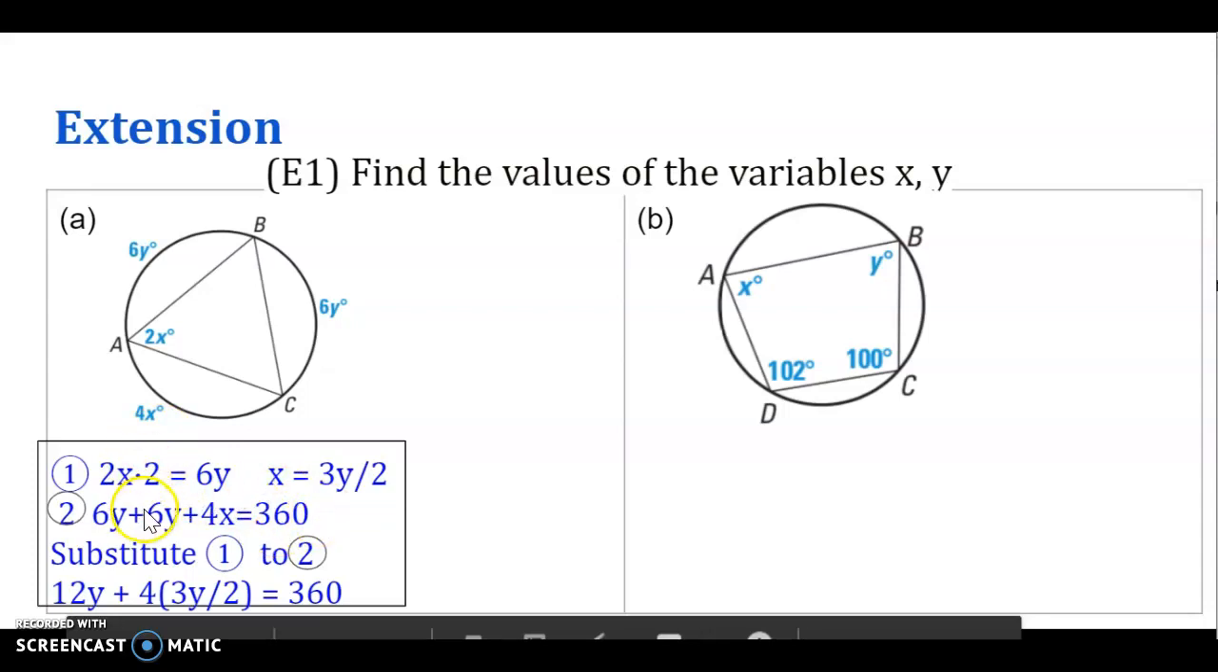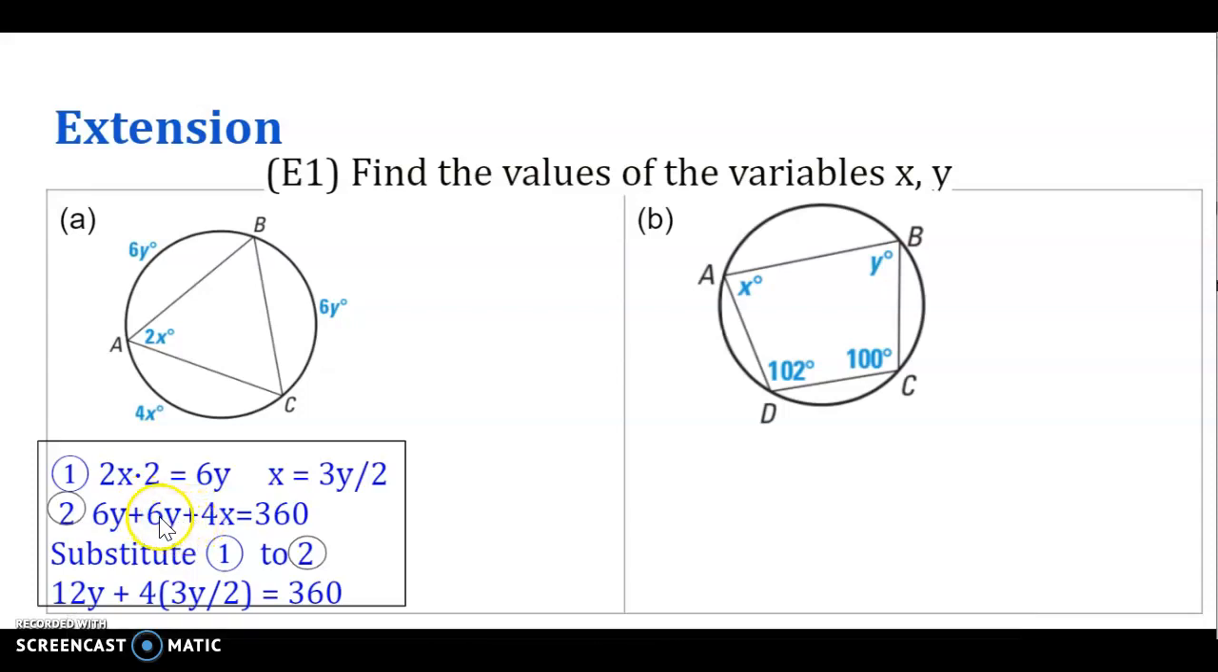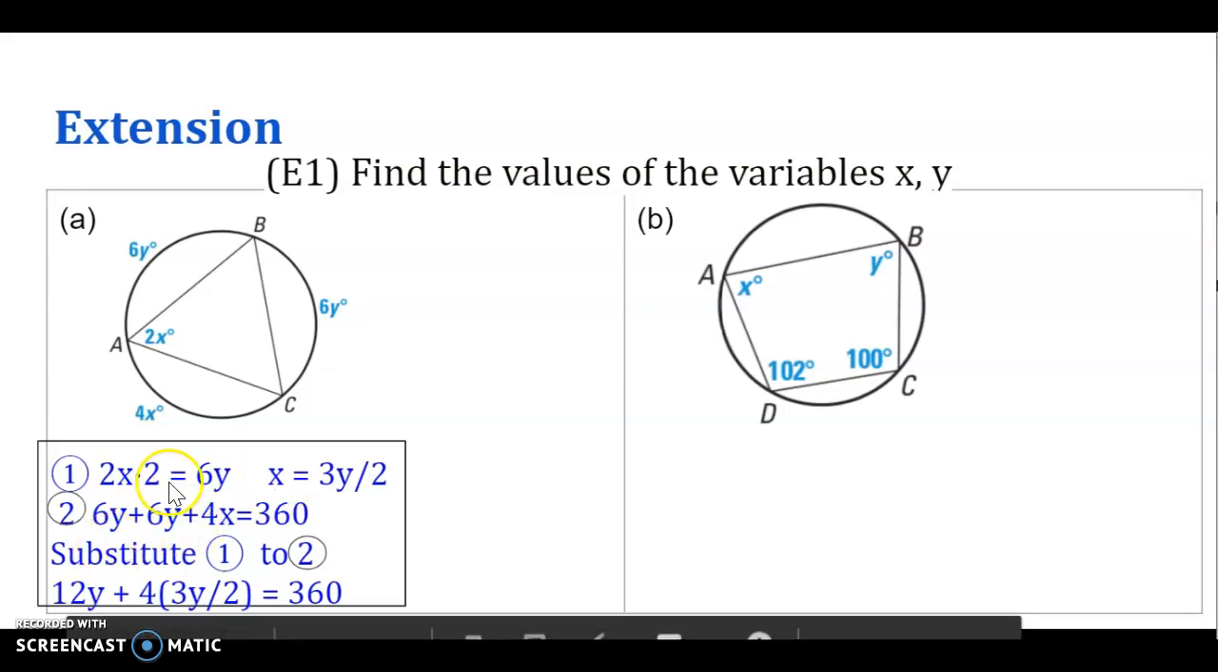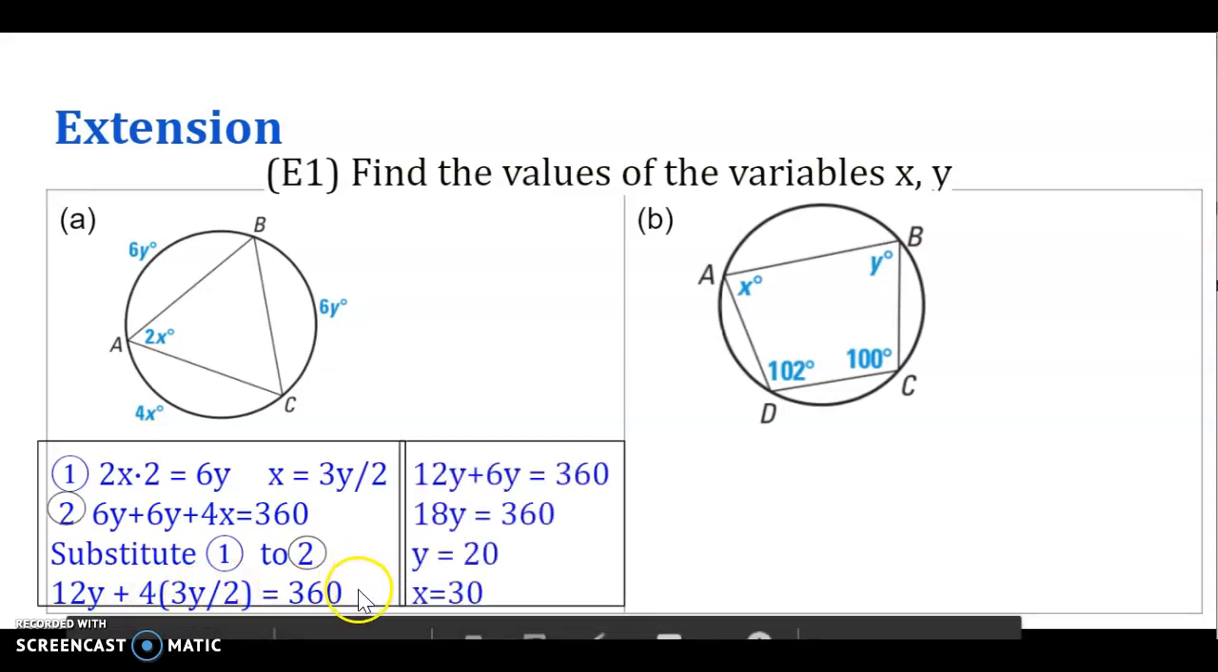So we have two equations with two variables. That means we can use a system of equations. The first equation can be simplified as x is equal to 3y divided by 2. Substitute equation 1 into 2, and you get 12y plus 4 times 3y divided by 2 is equal to 360. And then that simplifies to 12y plus 6y is 360. And then 18y is 360 degrees, and y is 20, x is 30.